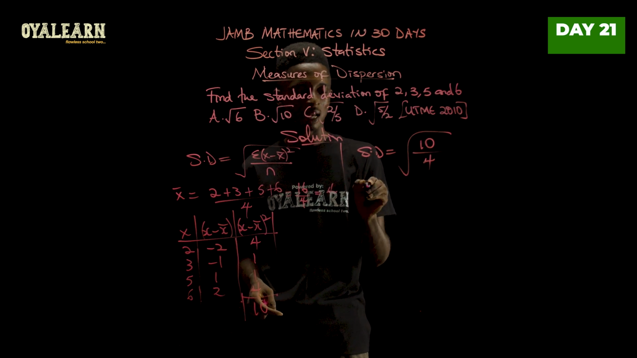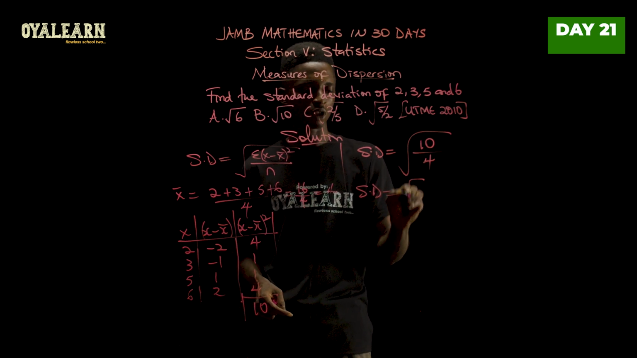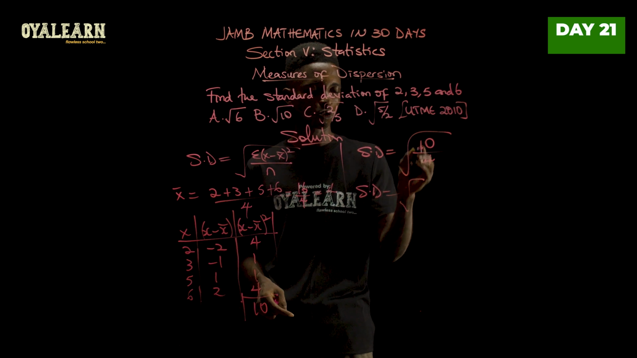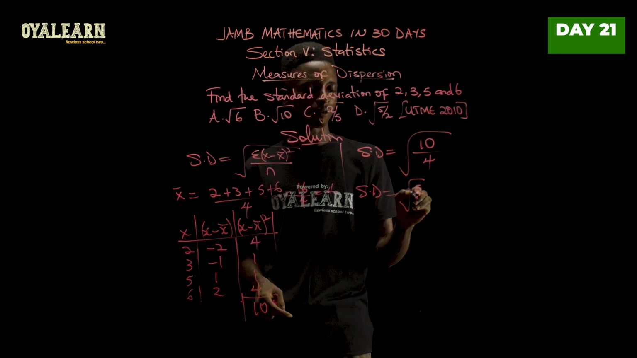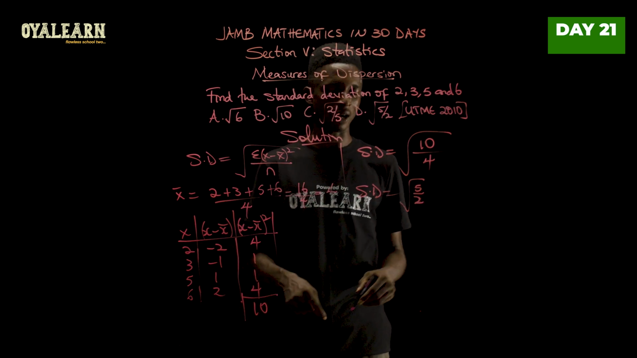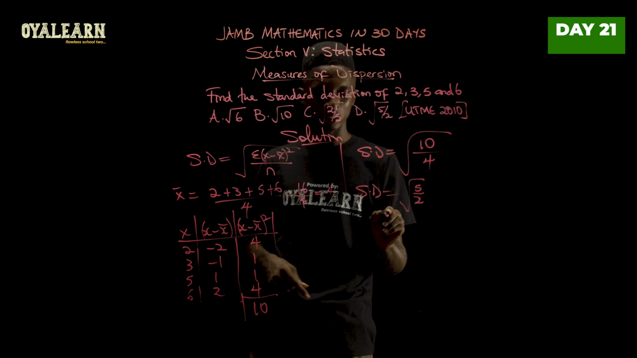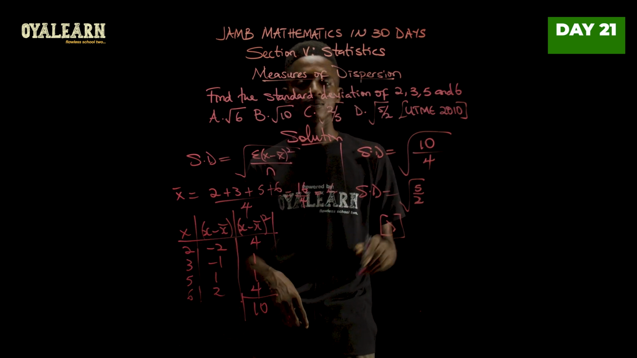So we can break this down and then say standard deviation equals square root of, 2 goes in both. So 2 in 10, 5, 2 in 4, 2. So we have square root of 5 over 2, which is option D.